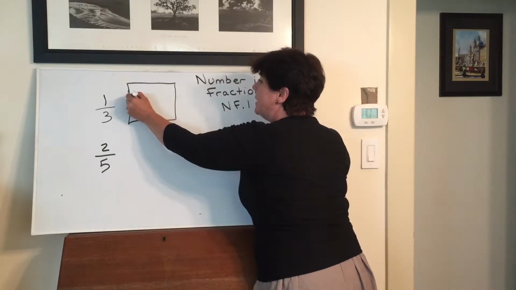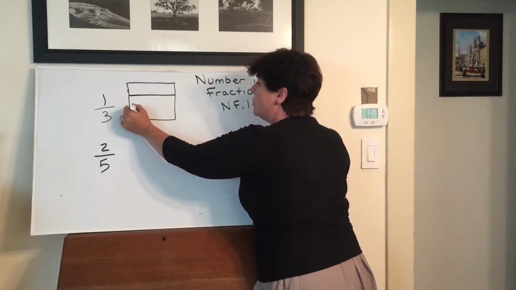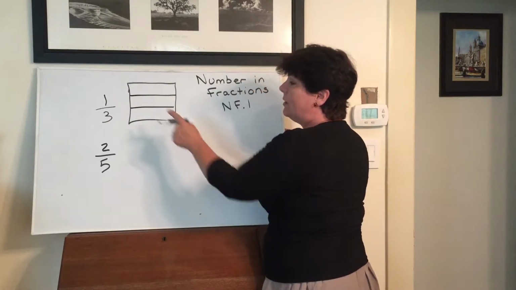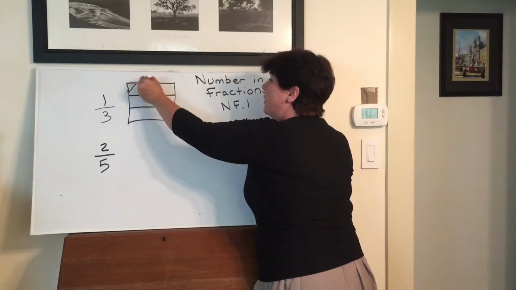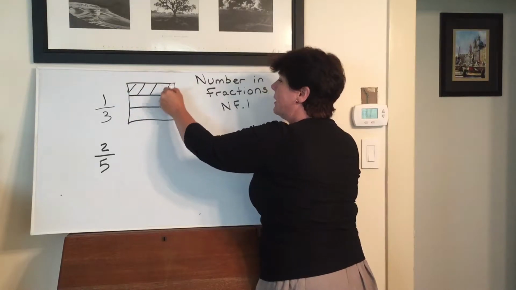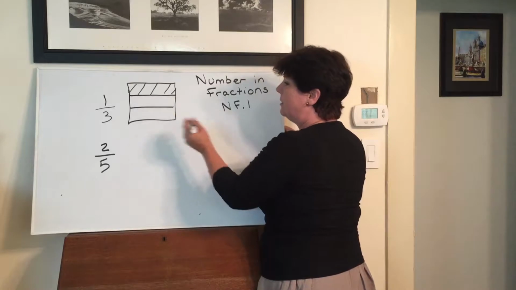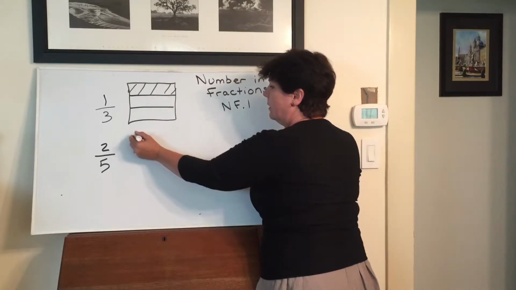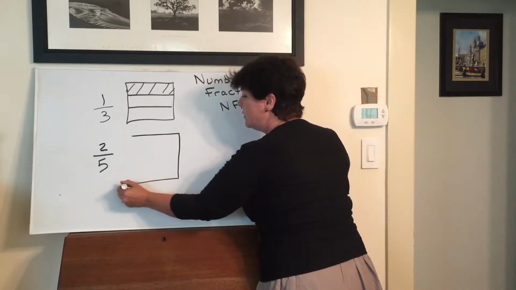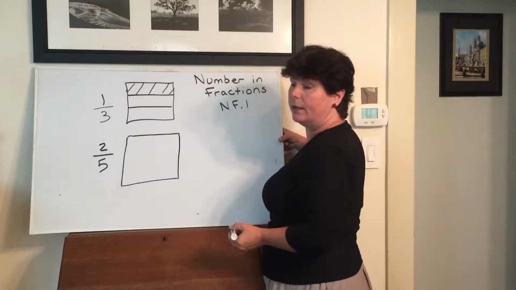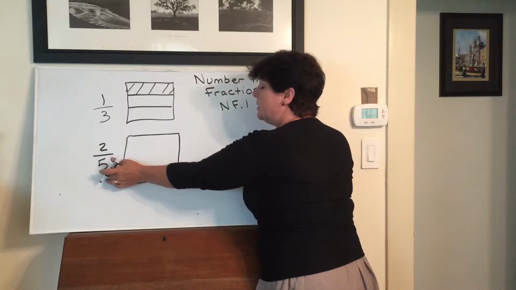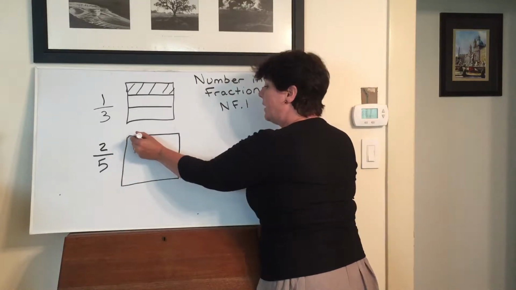So I'm going to cut these into rows. What do I have? The numerator tells me what I have. That's how much I have. So since I cut this one horizontally, I'm going to cut this one vertically. The denominator tells me what I would have had if I had a whole.